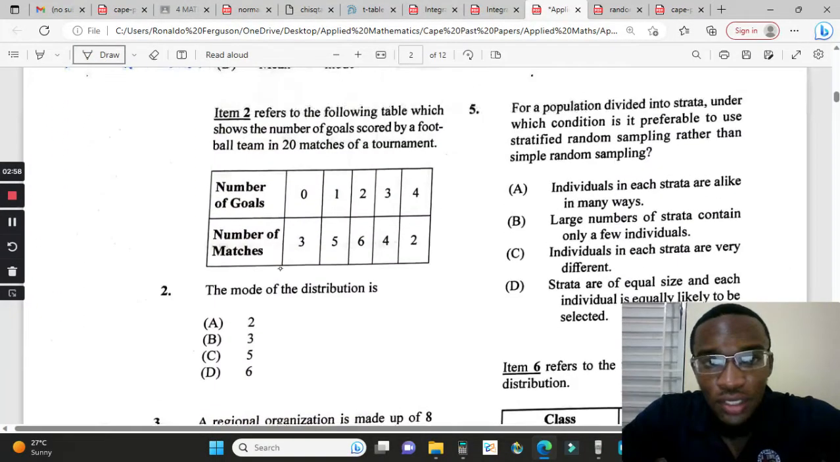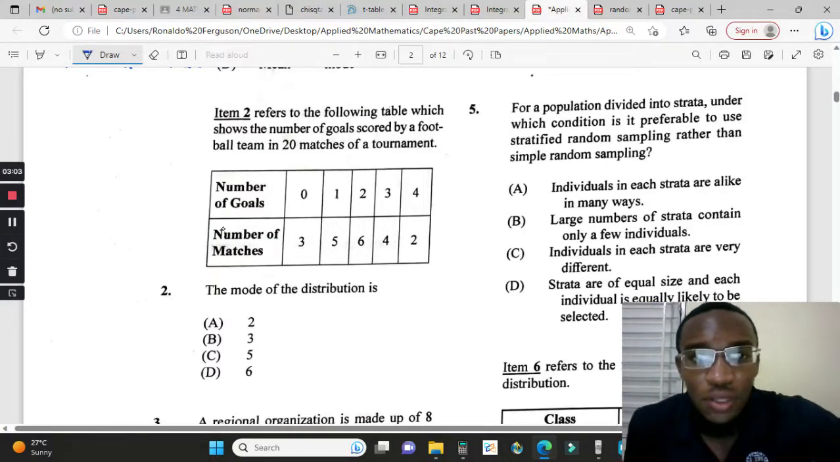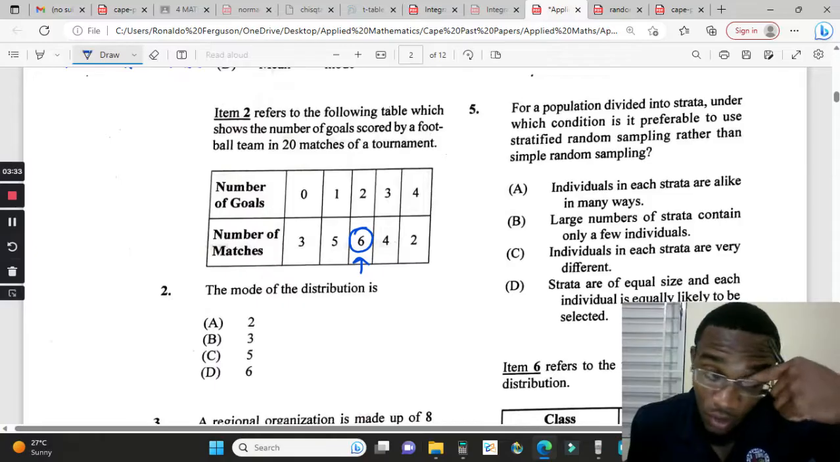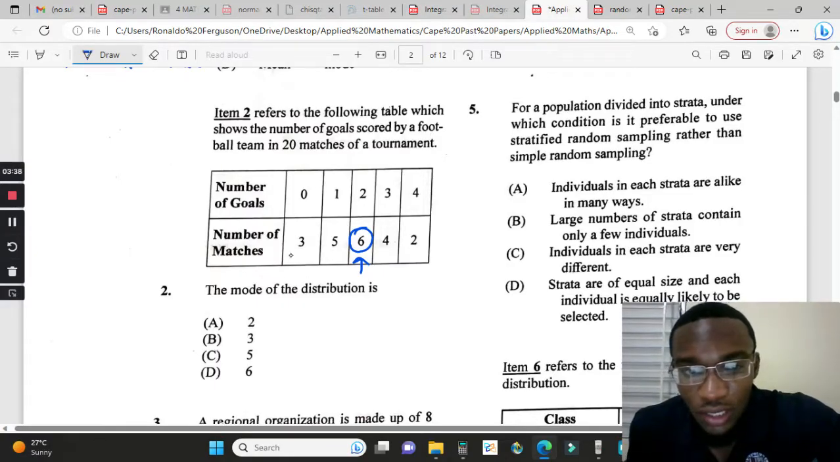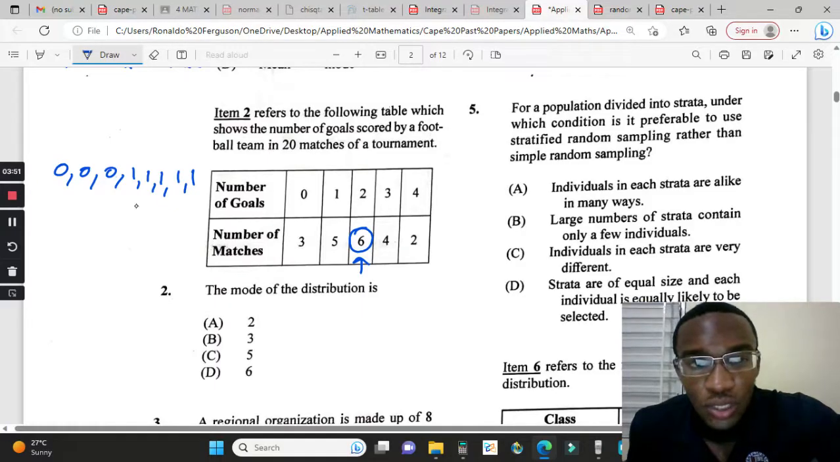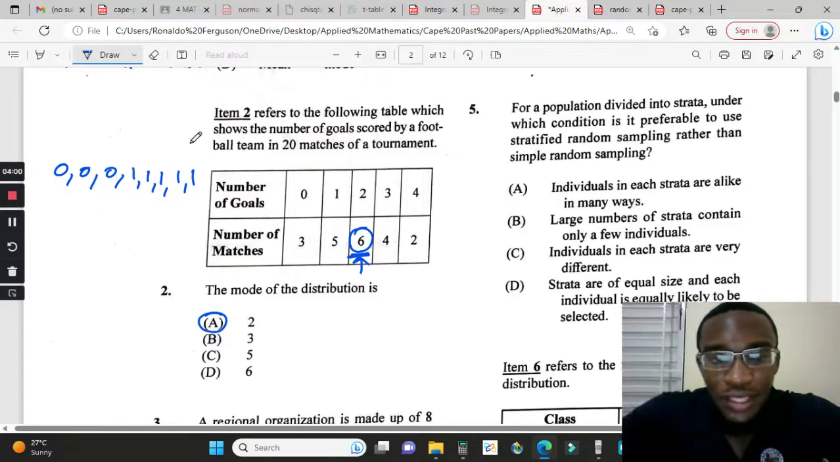All right, number two. It says, what is the mode of the data set? So first thing, mode is the one that occurs most frequently. We notice 6. By the way, first identify what is X and what is Y. It says, item 2 refers to the following table, which shows the number of goals scored by a football team in 20 matches. So number of goals is 0, 1, 2, 3, 4. Notice 6 is the number of matches where 2 goals get scored. If you were to list them out, you have 3 matches where no goal is scored, then 5 matches where 1 goal is scored, and then 6 matches where 2 goals are scored. So the modal number of goals is 2, and it corresponds to the highest frequency. Easy.